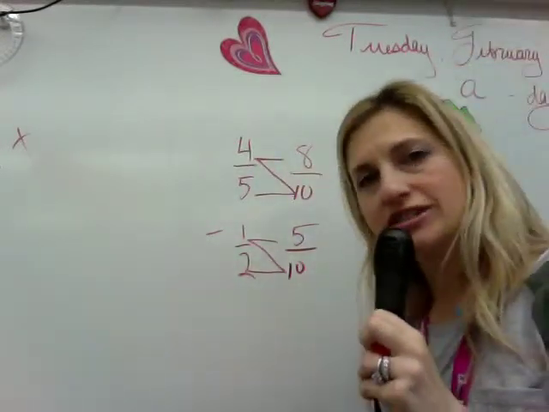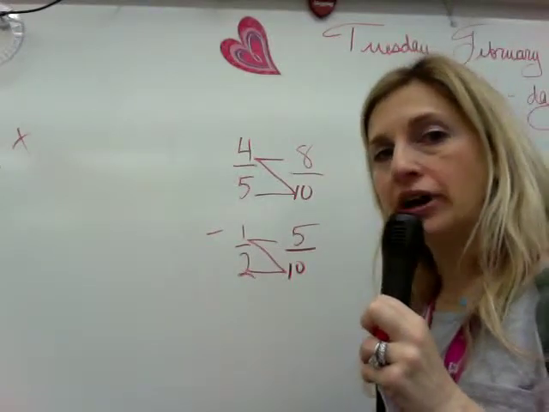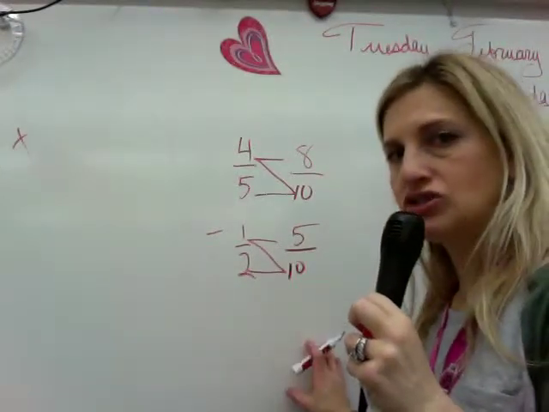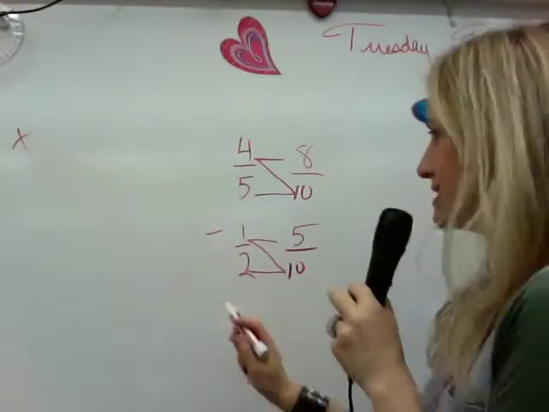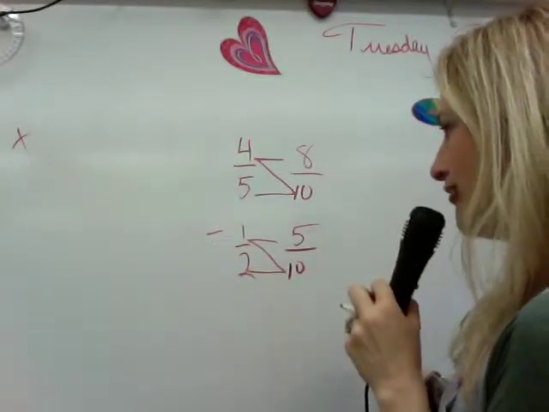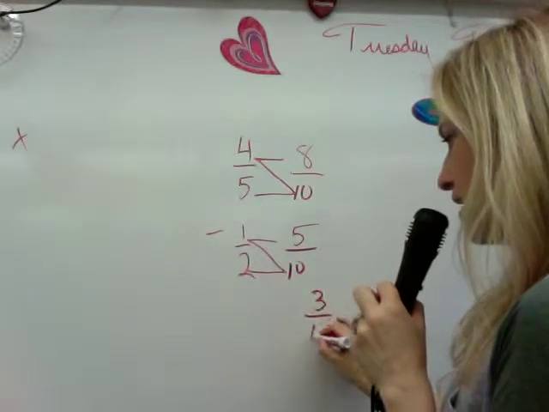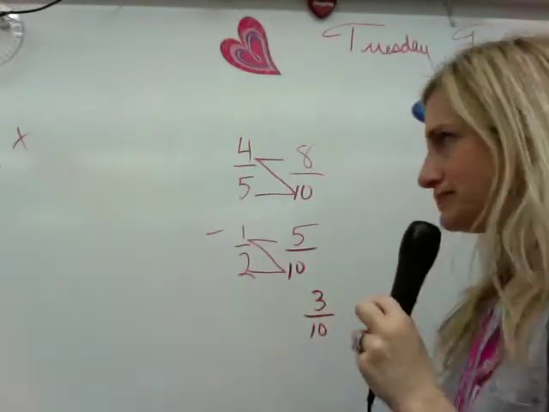The only difference between the adding and the subtracting of fractions, once you put them into a common denominator, is if it tells you to subtract. So 8 take away 5 is 3 over 10.